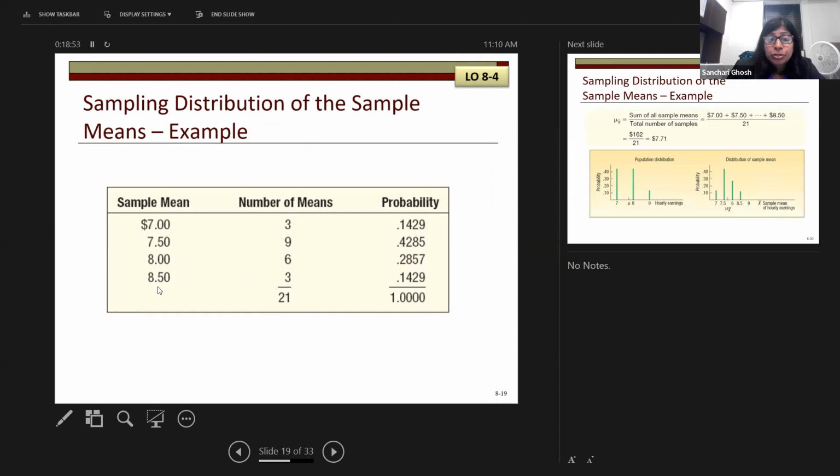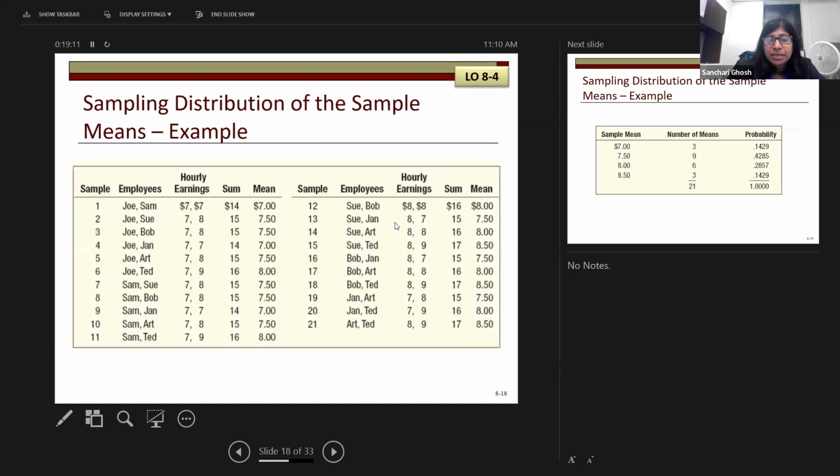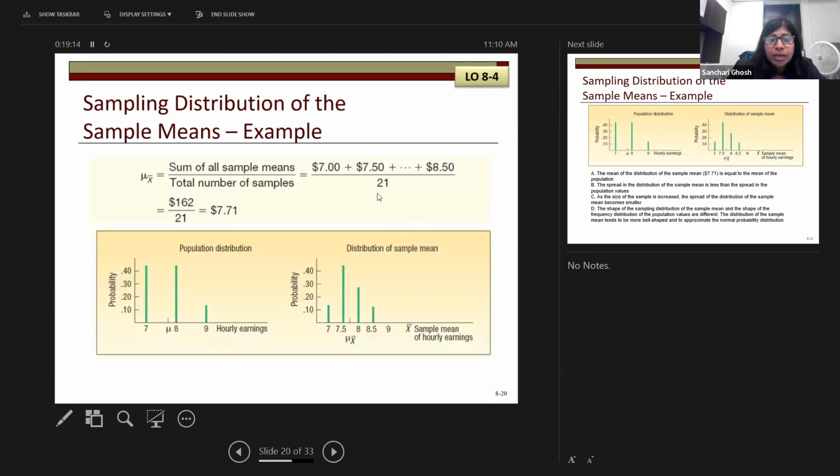In the frequency distribution, the relative frequency is the probability. So to get the probabilities, we take the number of observations for each sample mean divided by the total number. That's your probability. So we add up all the sample means, 7, 7.50, 8, 8.50, and divide by 21, which is very, very close to our population mean.